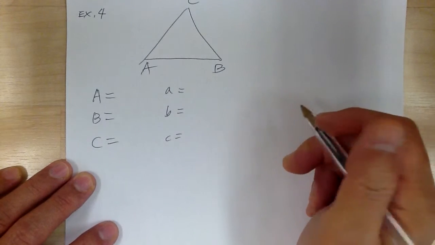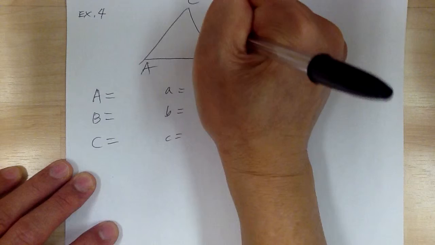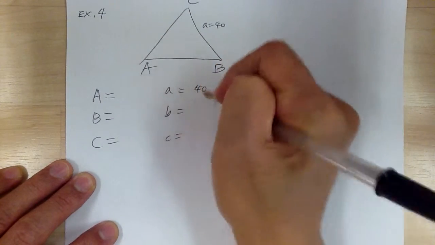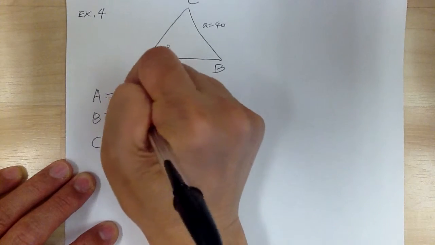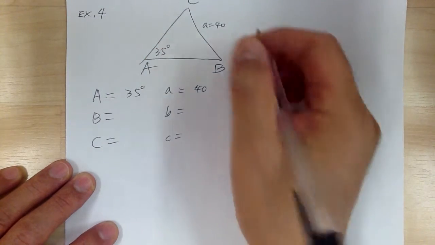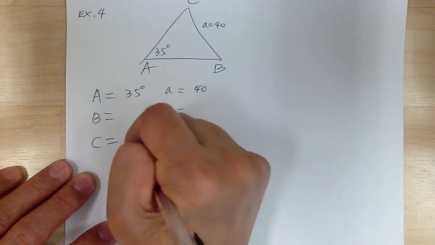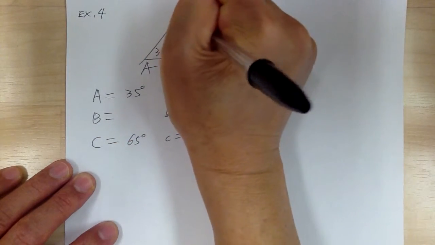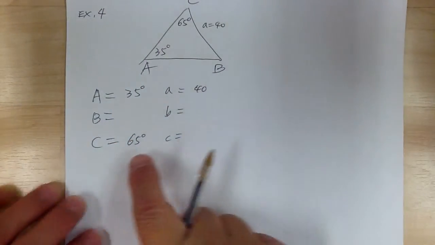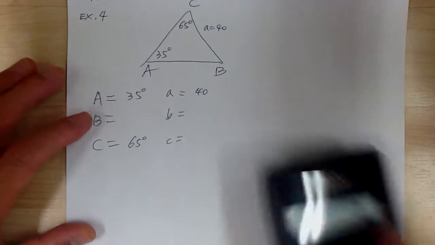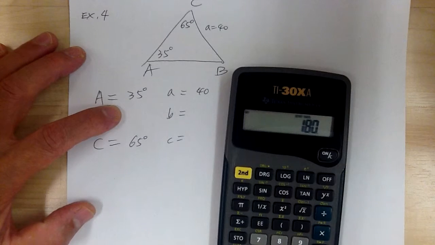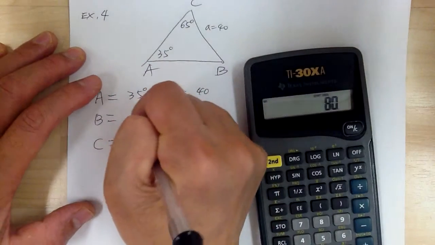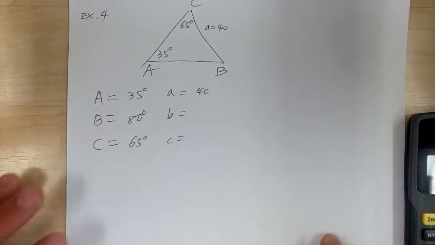Okay, so it says small a equal to 40, and big A equal to 35, and big C equal to 65. And you're going to solve, right? Now notice if two angles are given, right away you can go and get the third angle, right? So 180 minus 35 minus 65 equal 80. So this is 80 degrees already. So this one is very easy.